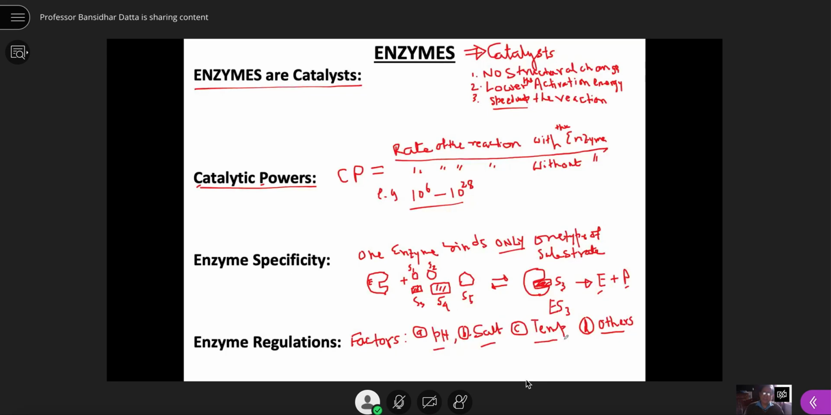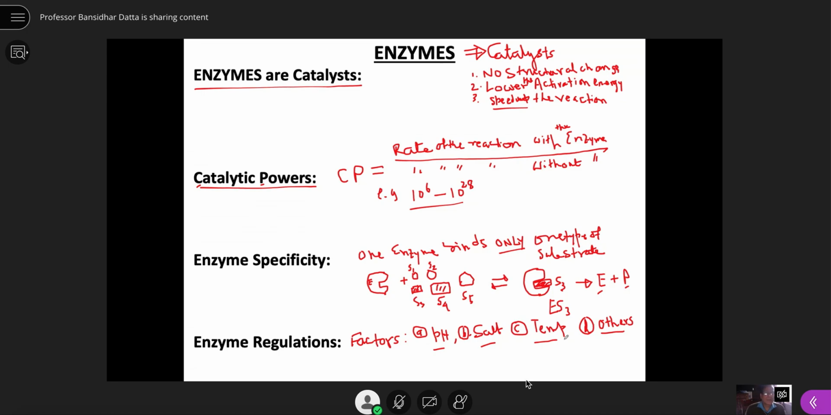So I can ask the question, right? I can ask what is the definition of an enzyme? An enzyme has no structural change before the reaction and after the reaction. It lowers the activation energy and speeds up the reaction. You must remember that. That's the characteristics of the enzymes.